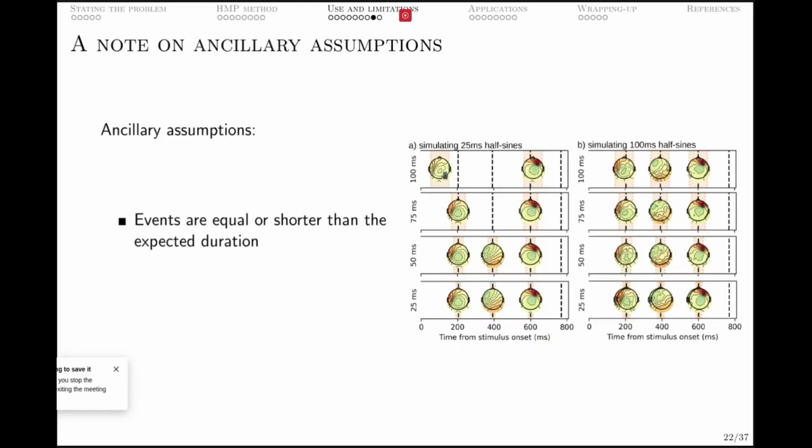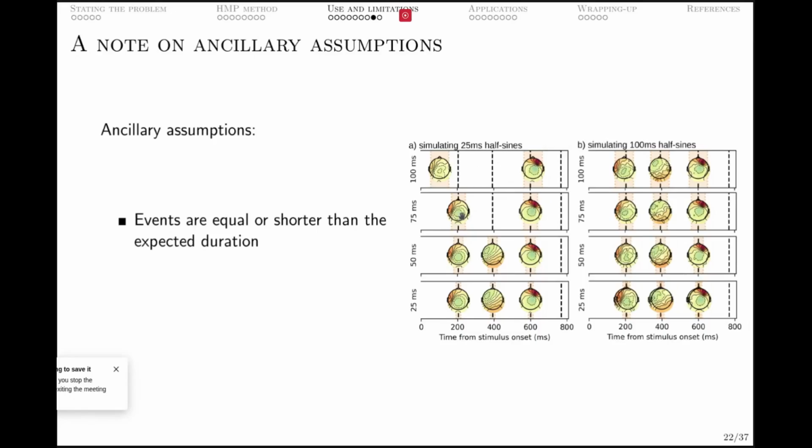What you can see here is that when I'm simulating 100 milliseconds and I'm expecting 100 milliseconds, everything goes fine. I find my 3 events that I simulated. However, when I'm simulating 25 milliseconds half sine, because the underlying signal is much longer than the one that I'm looking for, I'm missing them. I'm also misaligning in time where I actually generated things.